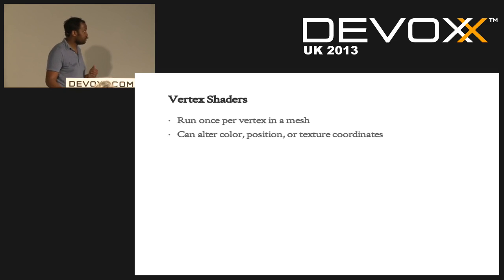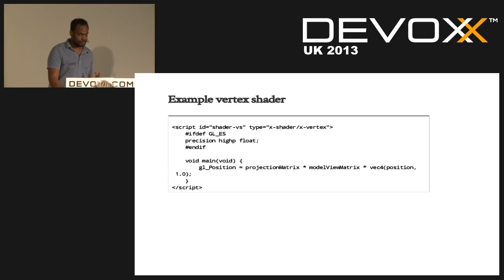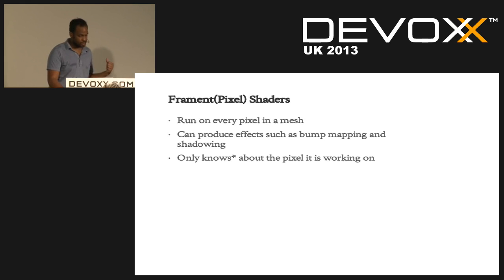Vertex shaders, as I was saying before, run once per vertex in a mesh, and they can alter the color, position, or texture coordinates for that specific vertex. Here is an example of it, and as I was saying before, it's very nasty C-ness. This one doesn't do anything except determine what the world space is, how a vertex is going to be oriented in the world based off of how it's oriented on the mesh, actually on the canvas.